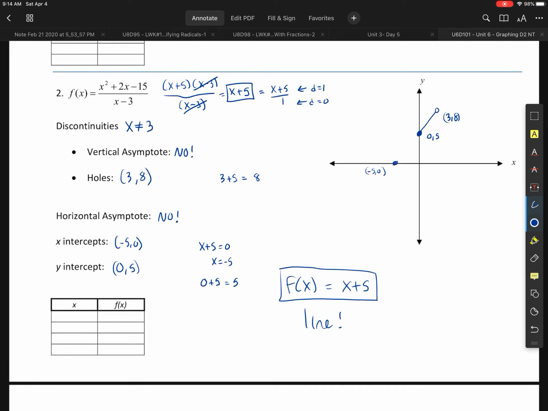I've got no vertical, no horizontal. So hey, in this situation, when all is said and done, we have a line with a hole. That's okay. Nothing wrong with having that. And again, take some time, fill in the chart, get some extra points, know for sure that what you have is correct.